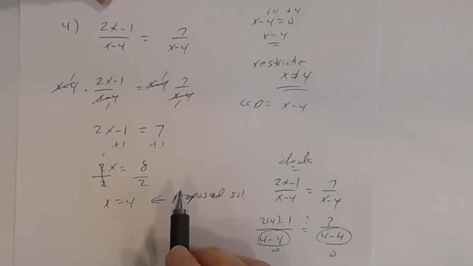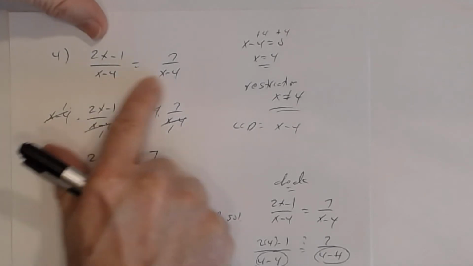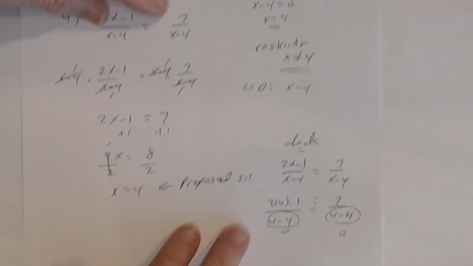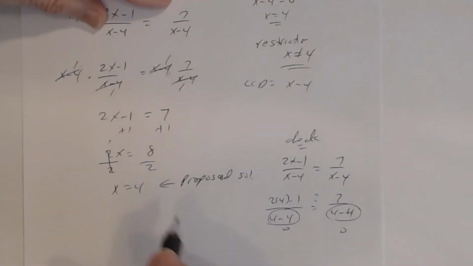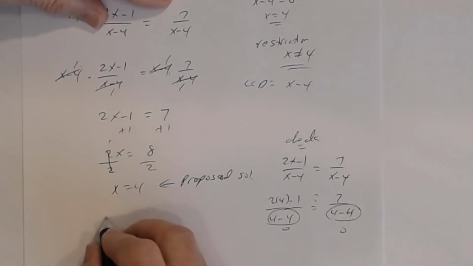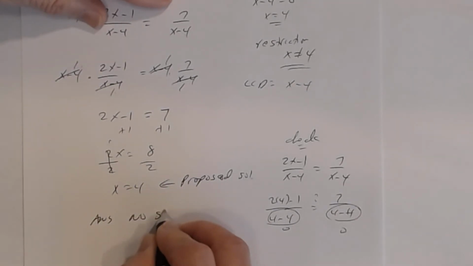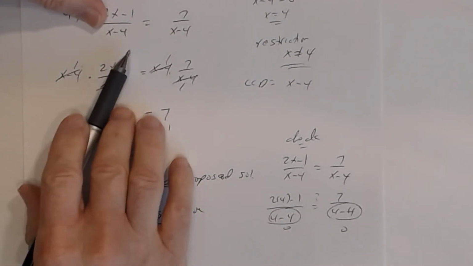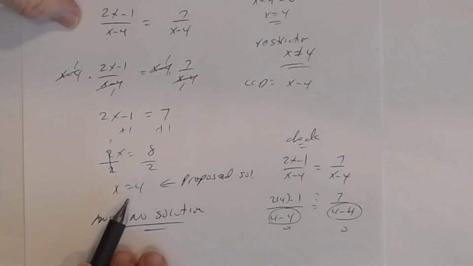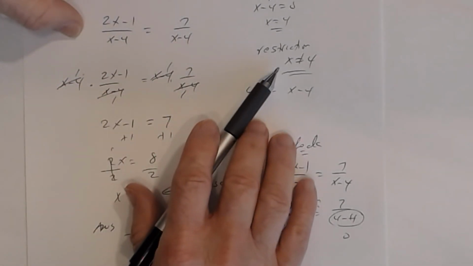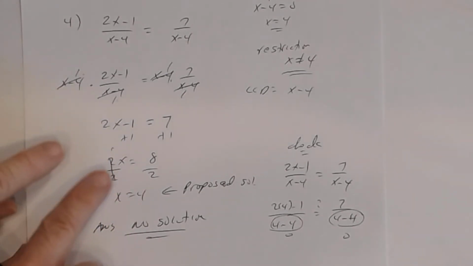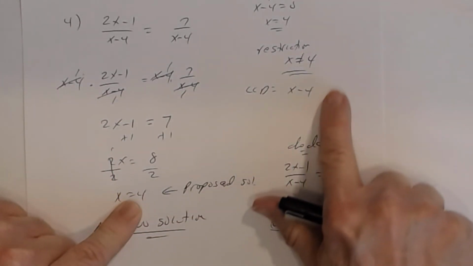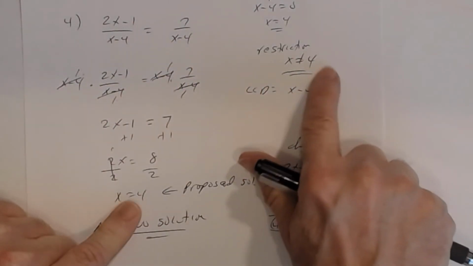So all you have to do is this. Whenever you have variables in your denominator, you find your restriction. You do all this work. Here's your proposed solution. If that proposed solution is your restriction, and that's the only proposed solution, then you're going to say the answer, no solution. So this equation has no solution because my proposed solution was a restriction. So as you go through these problems this week and a couple of days next week, you're going to see that your proposed solution is not a solution to the original because it's a restriction.